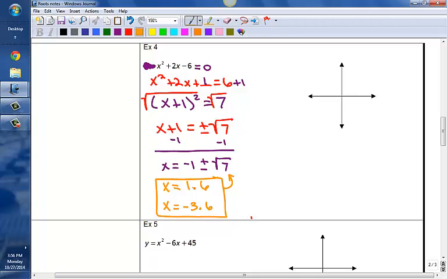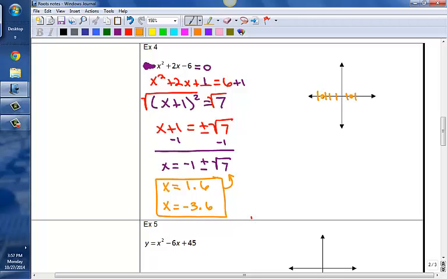If the x-intercept is 1.6, that means it's not at 1 or 2, but it's right there in the middle. This graph is tiny enough that that's about as accurate as it gets, so don't get bogged down in how accurate 0.6 is. The other one is negative 3.6, so negative 3 and just a little bit more for the 0.6.